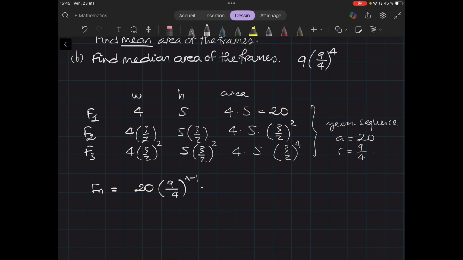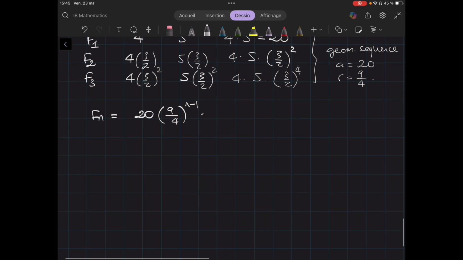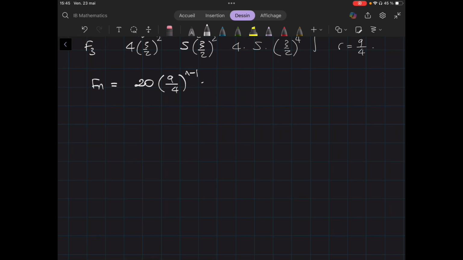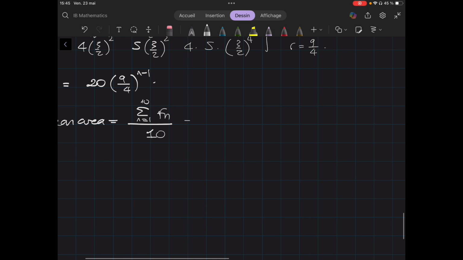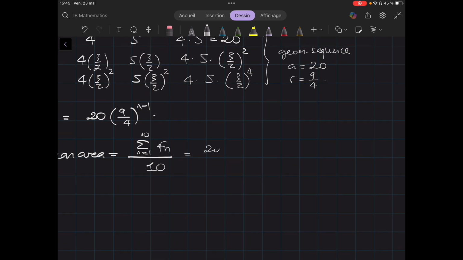To find the mean area of the 10 picture frames, we have to find the sum of the areas of the 10 picture frames, then divide by 10. So the mean area is going to be the sum of the 10 picture frames divided by 10. The first one is 20. Now we have 20 times 9/4 plus 20 times 9/4 squared, and so on until the last term. Divide by 10.